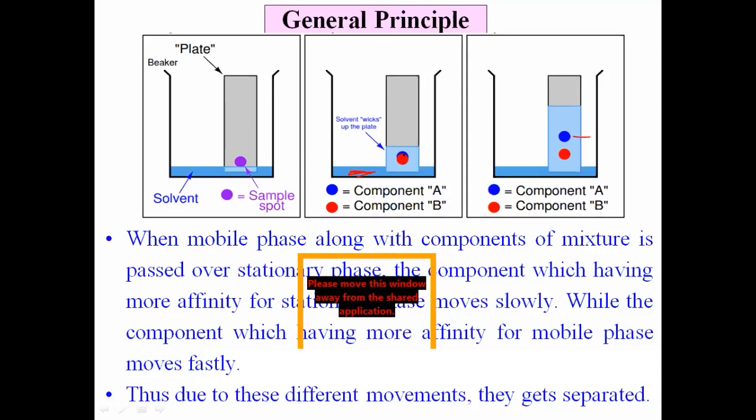It is the same here. The two components in the mixture, actually how they have affinity for stationary or mobile phase, on that basis they can be separated. The one with attraction to the stationary phase moves slowly, and the one with attraction to the mobile phase moves fast, and therefore due to difference in their movement the two components from the mixture get separated. This is the basic general principle for all the chromatographic techniques.